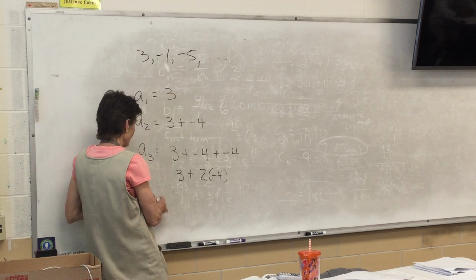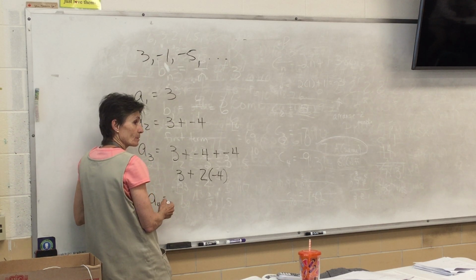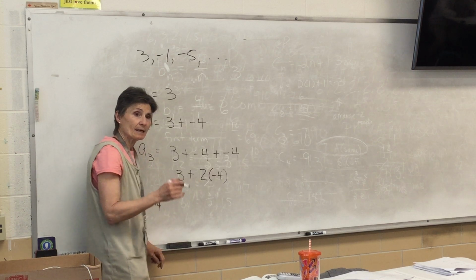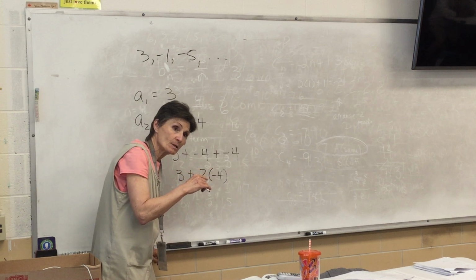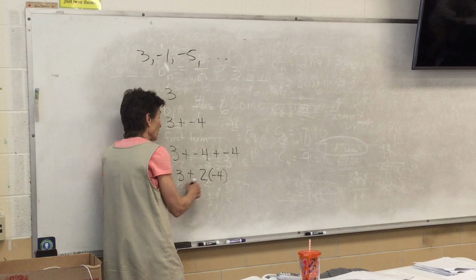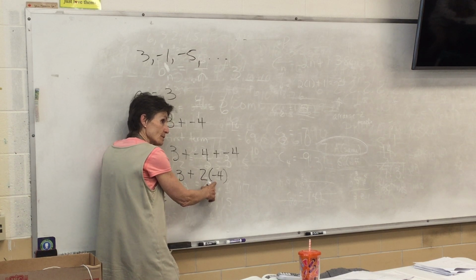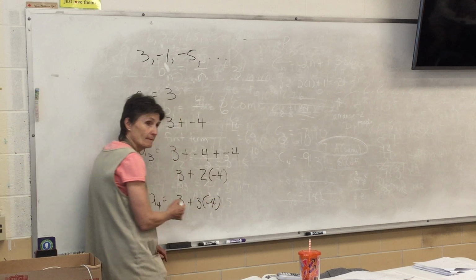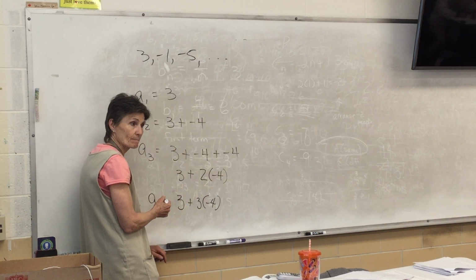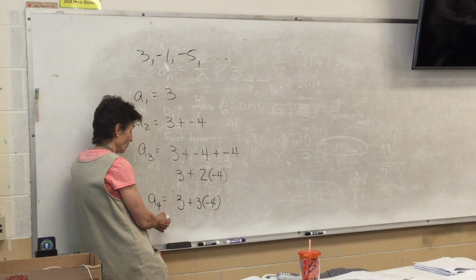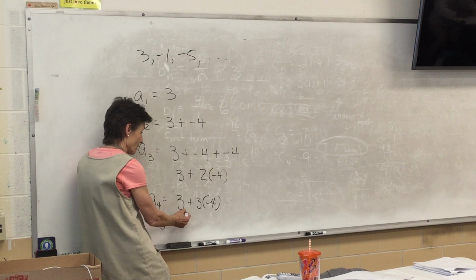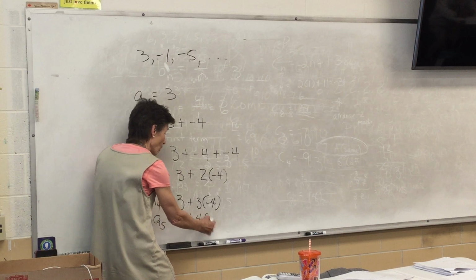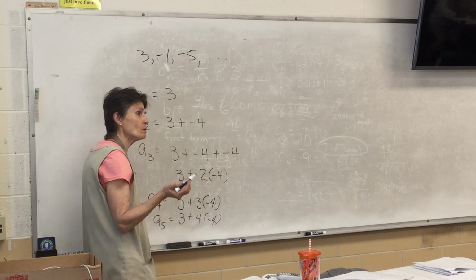Well, what would I do for the fourth term? Would I add another -4? So instead of 3 plus 2 -4s, it's going to be 3 plus 3 -4s. We'll do one more. What would the next one be? 3 plus 4 -4s. Now I want you to notice something here.